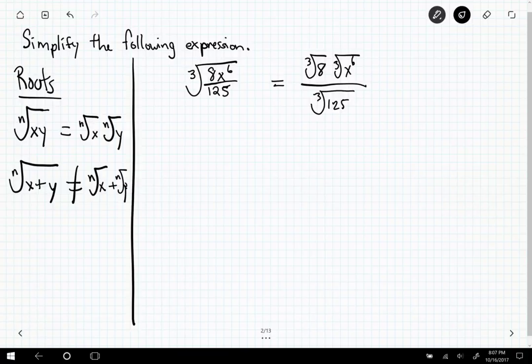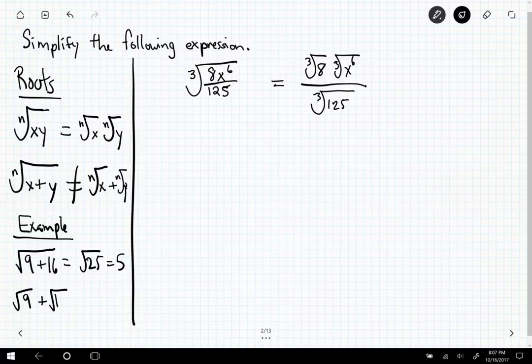And I'll give you an example, and we'll come back and solve this problem. Say we had the square root of 9 plus 16. Notice that equals the square root of 25, which equals 5. However, the square root of 9 plus the square root of 16 equals 3 plus 4, which equals 7. Notice these two numbers are not equal, illustrating that this nth root property isn't going to hold for addition. So that's a common error that we see over and over again in algebra. I just want you to be aware of it.